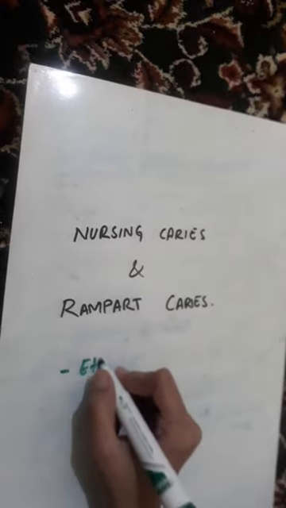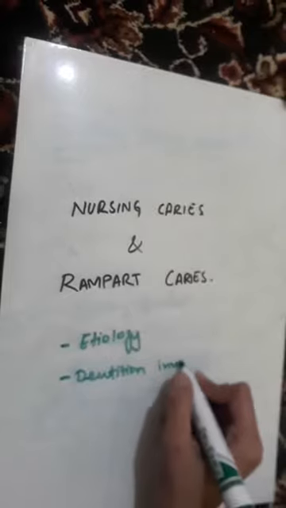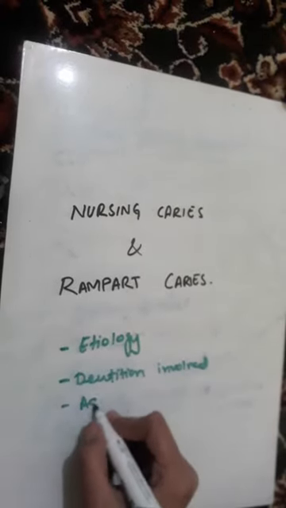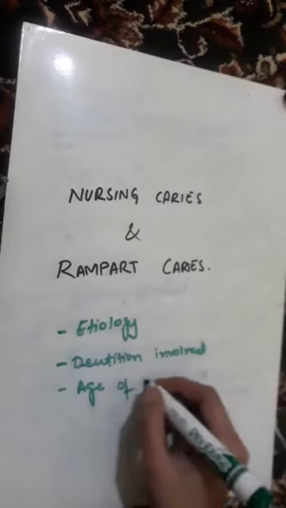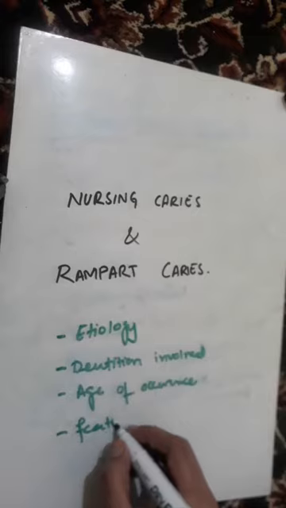Okay, in this video we're going to study the difference between nursing caries and rampant caries. We'll discuss the etiology, ecological factors, dentition involved, age of occurrence of these two types of caries, and then specific features, and in the end we'll study the treatment plan. Now first of all, moving toward nursing caries, what actually is nursing caries?